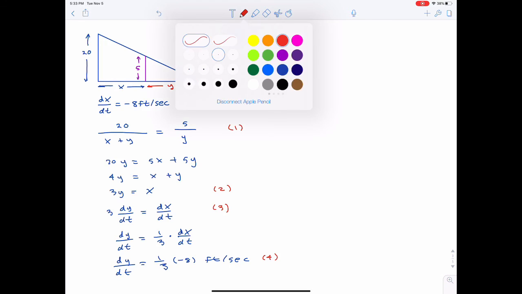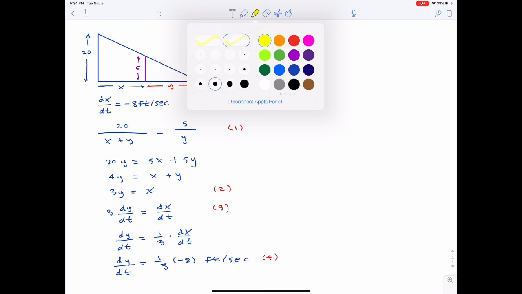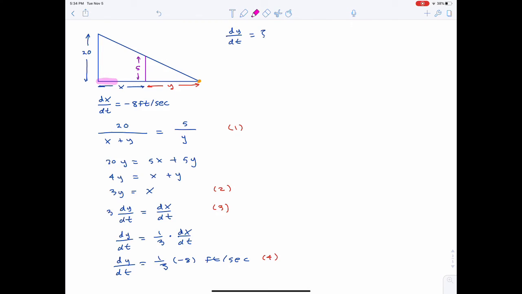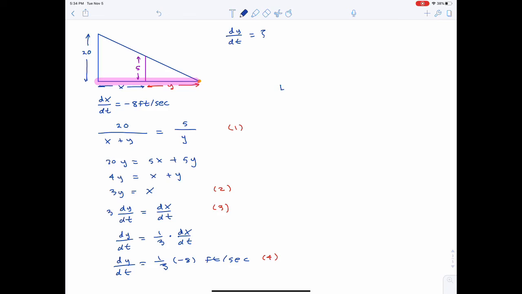For question 2, I want to find, for the tip of the shadow, what is its rate of change? Well, if you think about it, this question is really asking for the rate of change of the distance, and I'm going to highlight this in pink, this distance right here, because that gives me from base to tip of shadow. So they're really asking what is the rate of change of that length? So let's think about that for a second. Well, that length, I think you guys would agree, is x plus y.